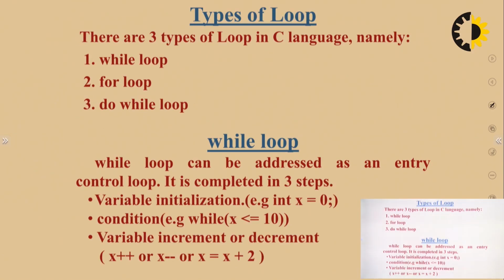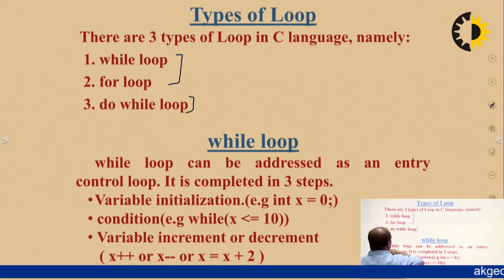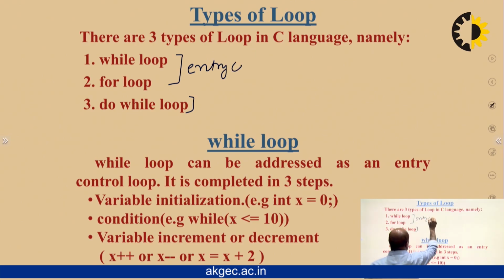So there are three kinds of loop. Basically there are two kinds of loop, entry control loop and exit control loop. But after that, entry control loop and exit control loop are classified into while loop, for loop and do while loop. These two are known as entry control loops. This is our exit control loop.